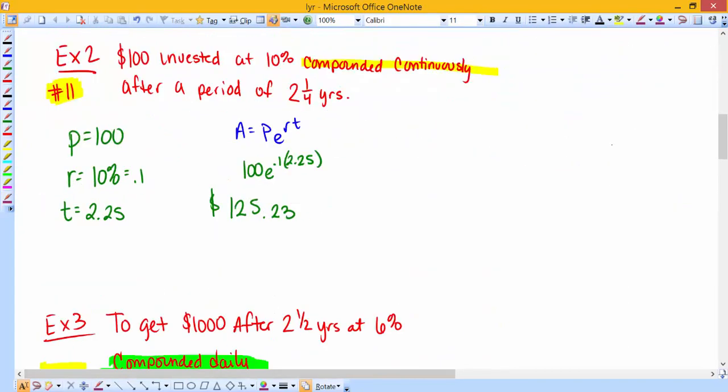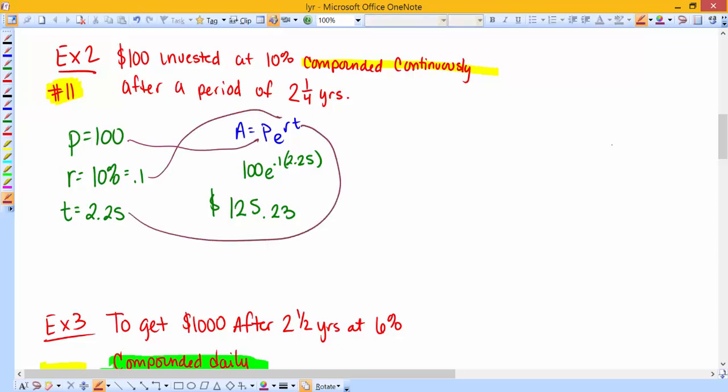So here we have 100 invested. That's your principal. 10% is your rate, so 0.1. Compounded continuously. Oh, that's nice. That's the PERT for a period of 2.25 years. So I'm going to plug in 2.25. So you have your 100, your rate, and your time.